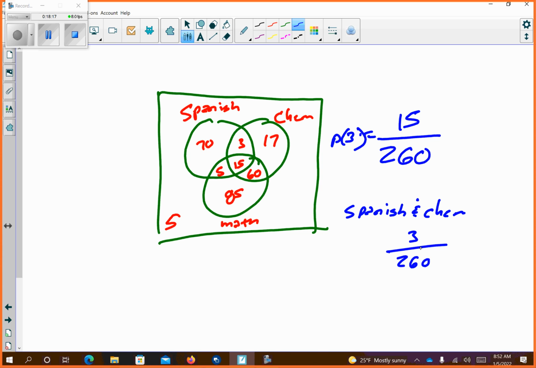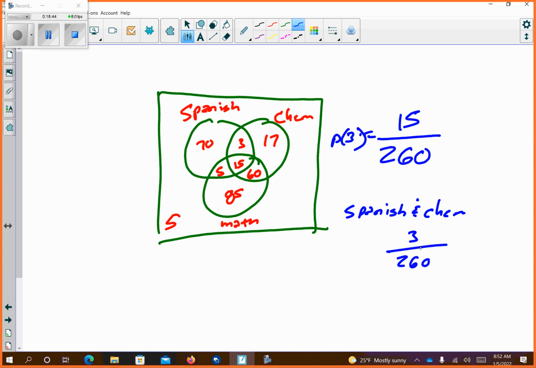How many people are taking math? You would add up the 85, 60, 15, and 5, because they are taking math of some sort. It's just that we're not worried about them. These 5 are part of the study. They just aren't taking any of those 3 classes for, again, whatever reason. Perhaps their counselor messed up and they goofed up their schedule. Okay?